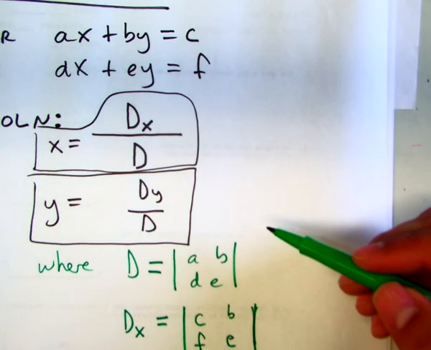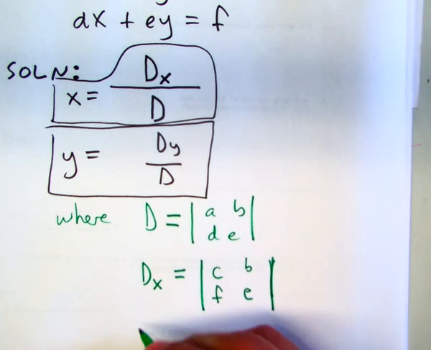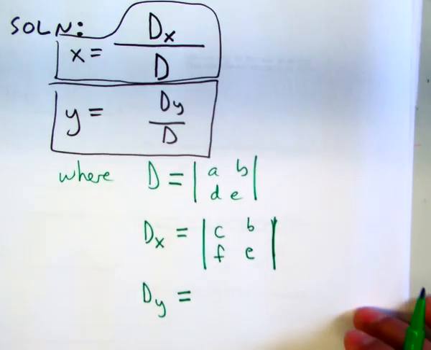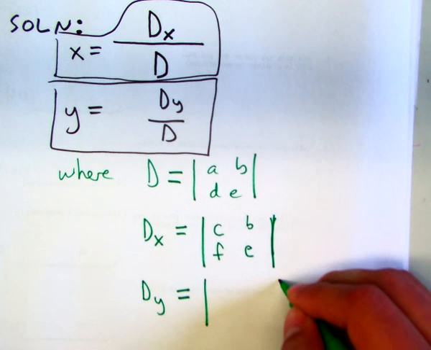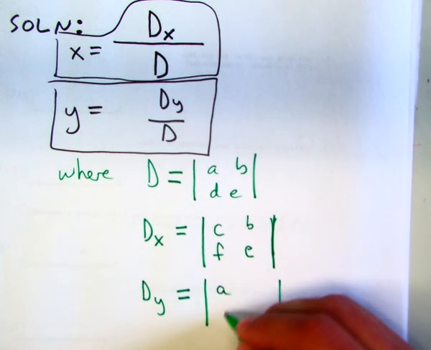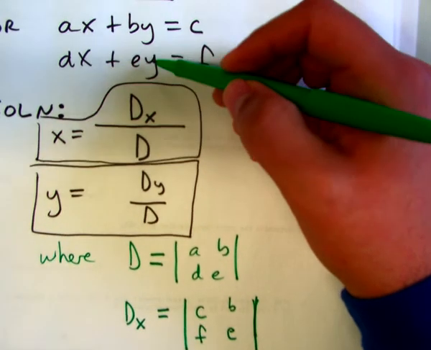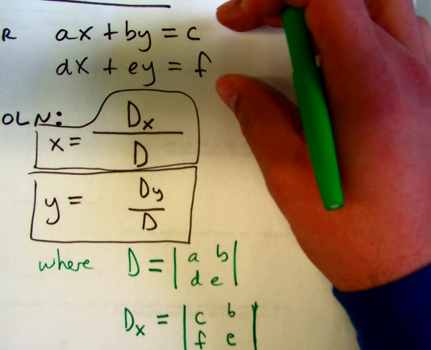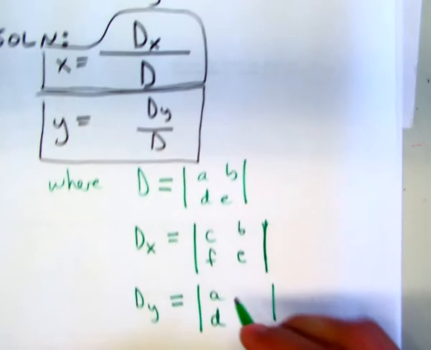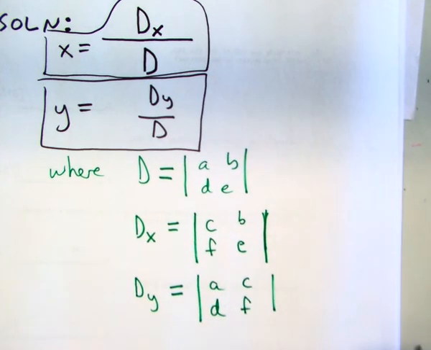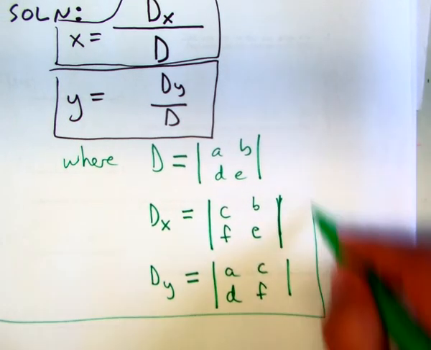And then for D sub y, we're going to leave the x column, which is A, D, but now instead of B and E, we're going to replace it with the answer column, which is C and F. Okay, this is Cramer's rule. Watch how easy this is.